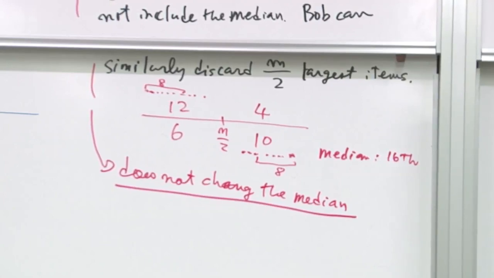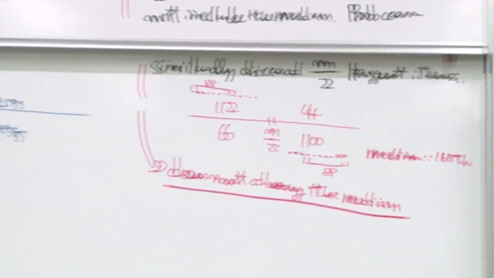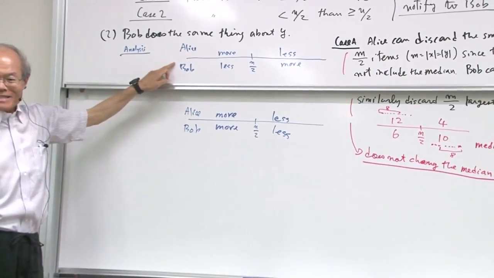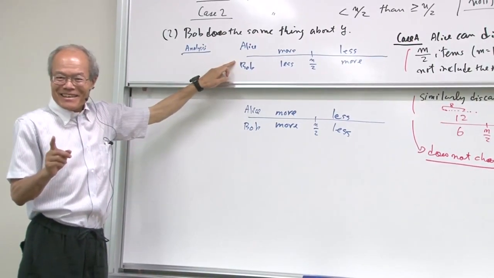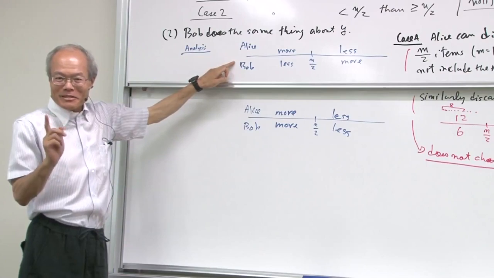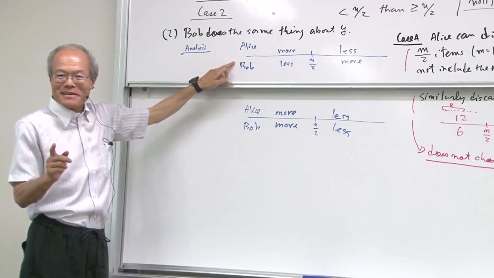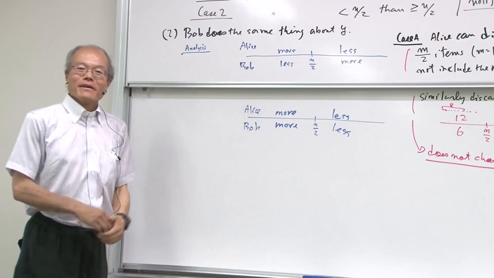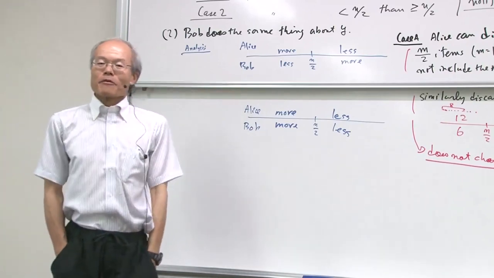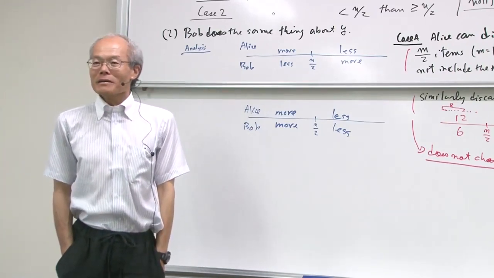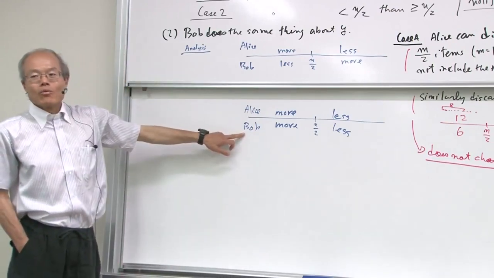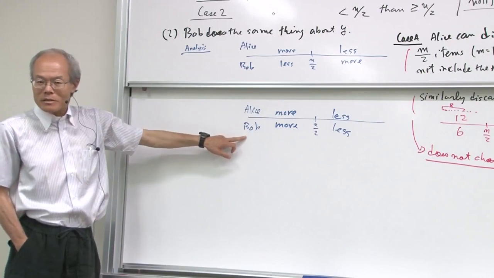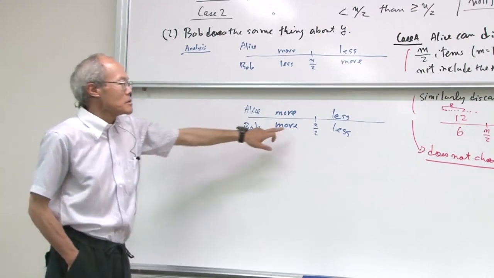That means if this case happens, then Bob and Alice can decrease the number of items from 32 to 16. Very good progress. Okay? Then what about this case? This case is much, much easier because the median should be here, right?